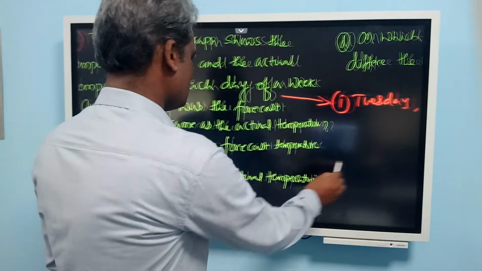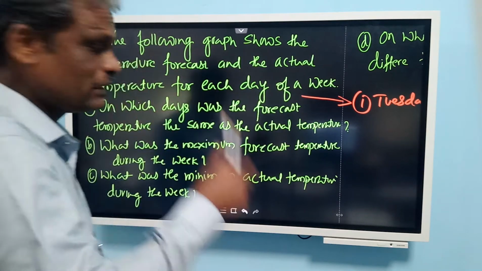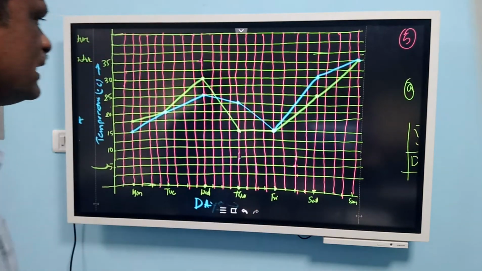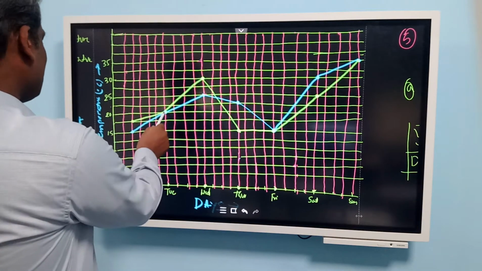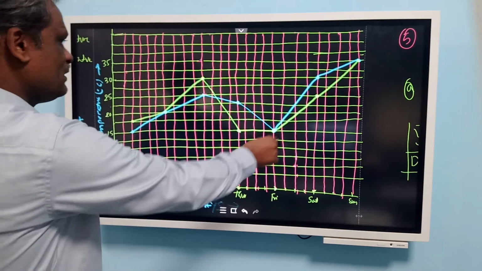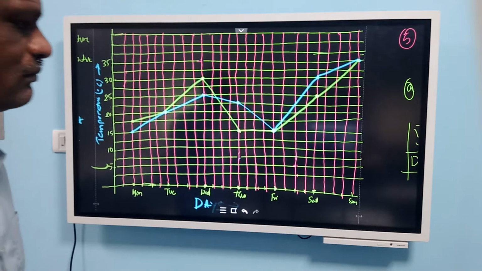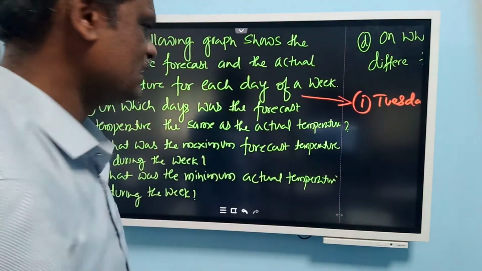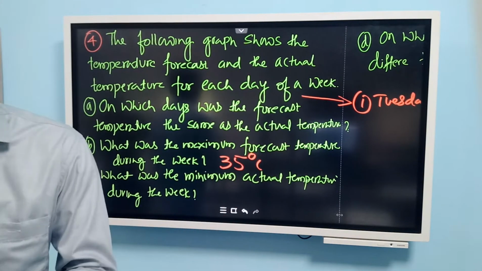Look at the second question now. What was the maximum forecast temperature during the week? Forecast temperature, and come to this graph now. What is the forecast temperature? Blue color line. Where can you see the maximum forecast temperature? Here it is blue: 15 degrees, 20 degrees, 25, 22.5. It is 15. Again it increases to 30. Then 35 on Sunday. The maximum forecast temperature is 35 degrees Celsius. Okay.